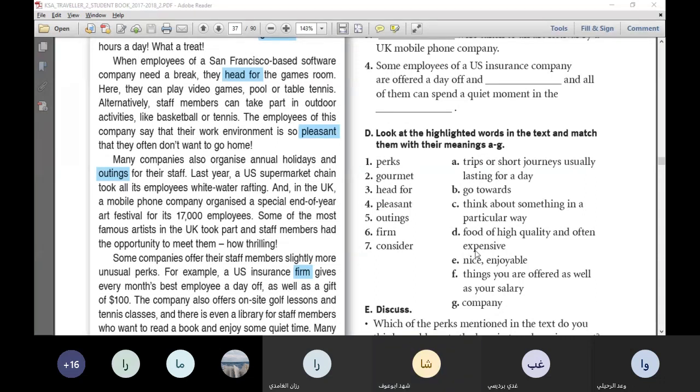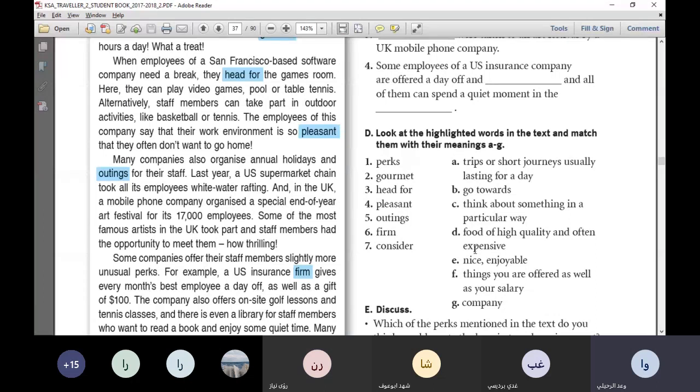Yes, that's good, Shahad. So this is the meaning of perks, and in English it means things you are offered as well as your salary. Yes, thank you. So number one is F, things that you're offered as well as your salary.